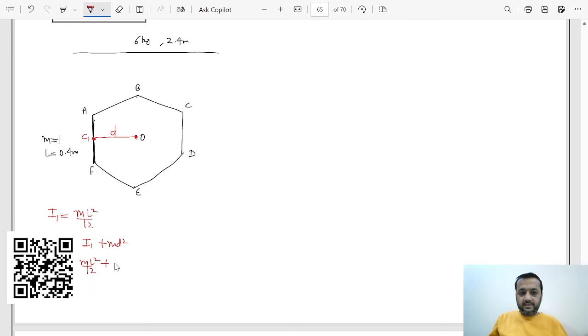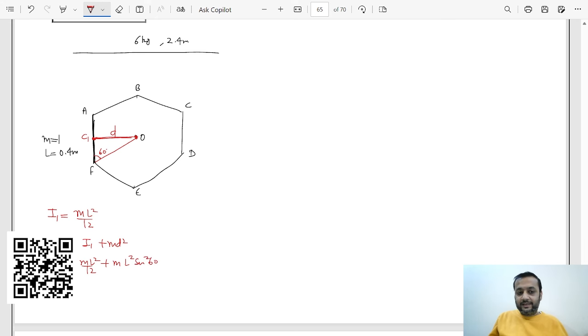What is the value of D? Look, this will also be equal to the length of the rod, because this will be an equilateral triangle. So we can write D as L sine 60, since this angle will be 60 degrees. That means D square will be L square sine square 60.